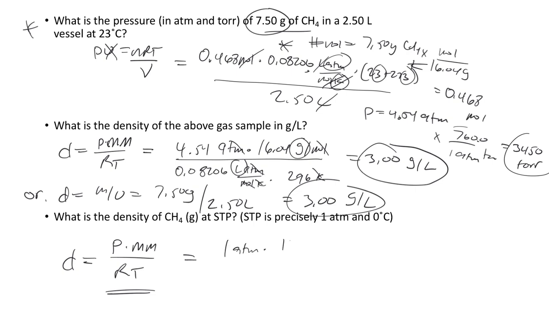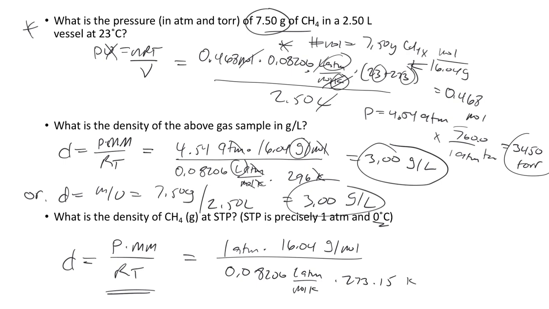The molar mass is still the same, 16.04, it's still CH4. And the gas constant. And again, remember STP is 0 degrees C, not 298, so that's 273 Kelvin. If we want to be technical, STP is precisely 0 degrees C. So here we can use 273.15, and it makes sense to use those extra digits here.